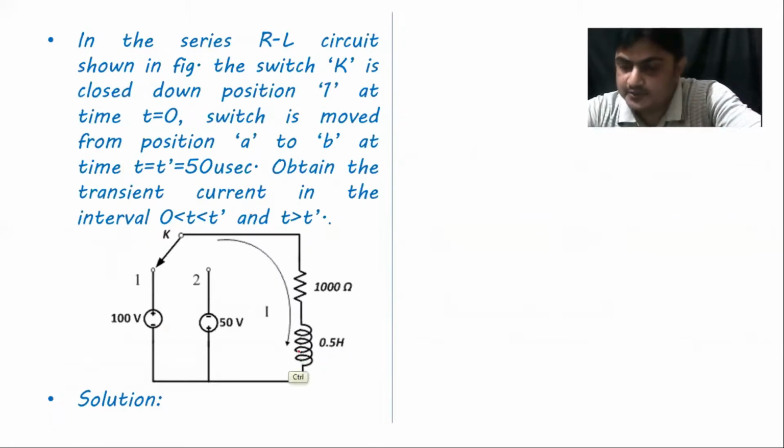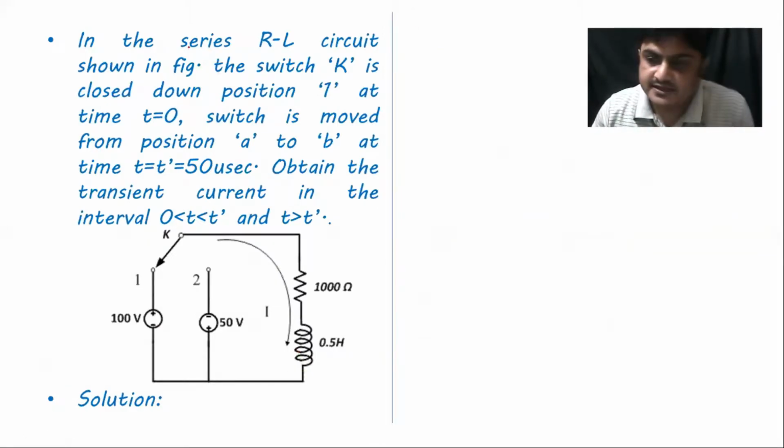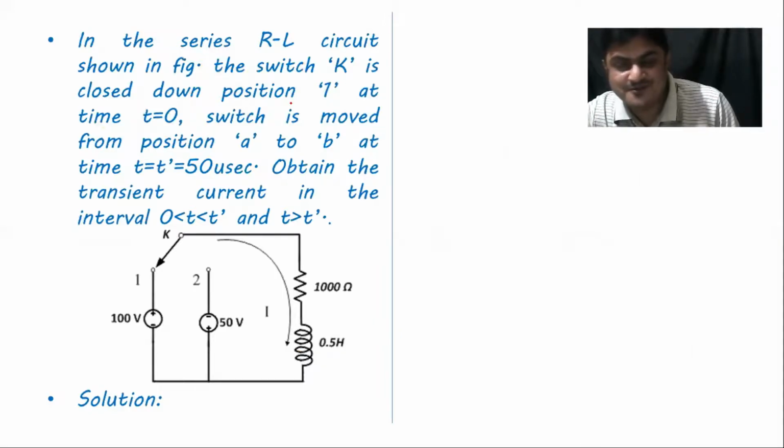Now let us start today's first example. In this series RL circuit shown in the figure, the switch K is closed at position 1 at time t equal to 0. You have to pause this video and first read this example carefully. Okay, so I will proceed.